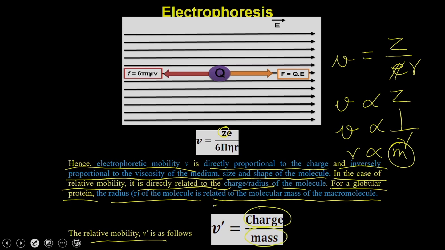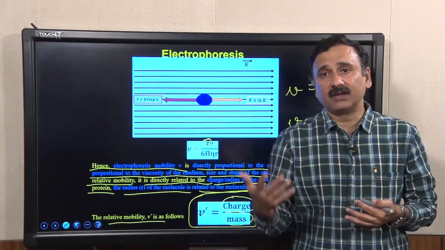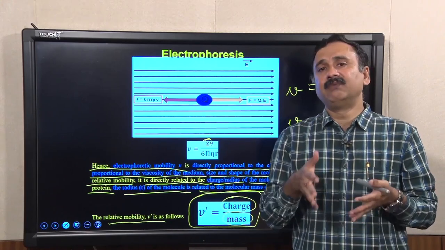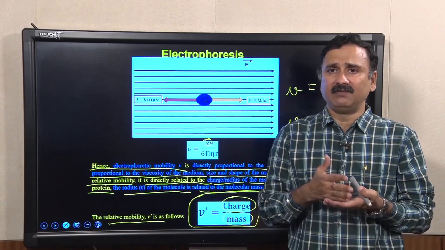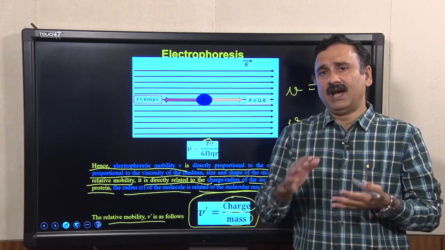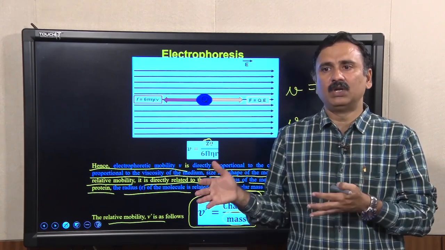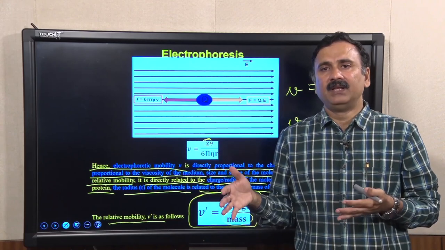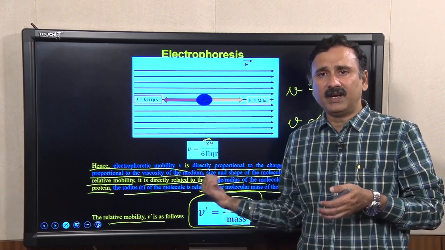So, this relationship between the electrophoretic mobility and the charge and mass can be exploited to separate different types of molecules, because different molecules are going to have different charges and also different masses. And this is the way people thought that if we resolve the molecules in the electric field, we can separate the molecules utilizing this particular property.